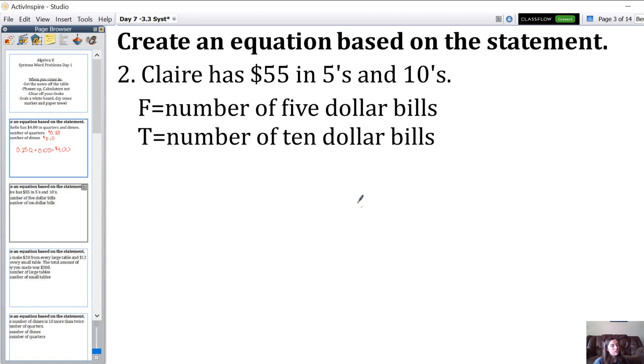The next one, Claire has $55 in 5s and 10s. So F is going to be the number of $5 bills, T is going to be the number of $10 bills. So the coefficients that we're going to put, we have 5 for F because it costs $5, plus 10 for T, because that's the total amount for that. And our total is $55.